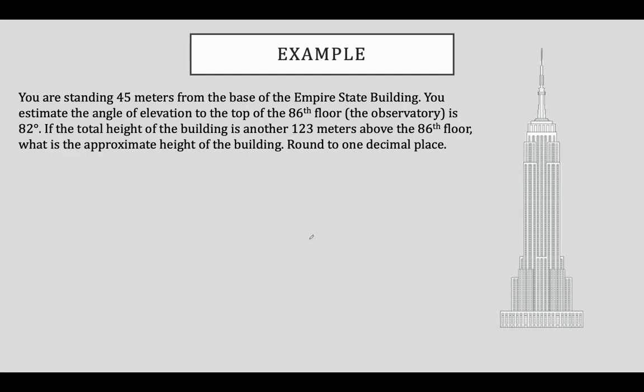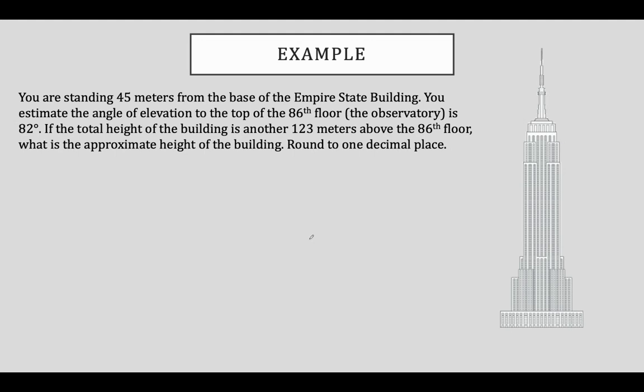You are standing 45 meters from the base of the Empire State Building. You estimate the angle of elevation to the top of the 86th floor of the observatory is 82 degrees. If the total height of the building is another 123 feet above the 86th floor, what is the approximate height of the building? Round to one decimal place.